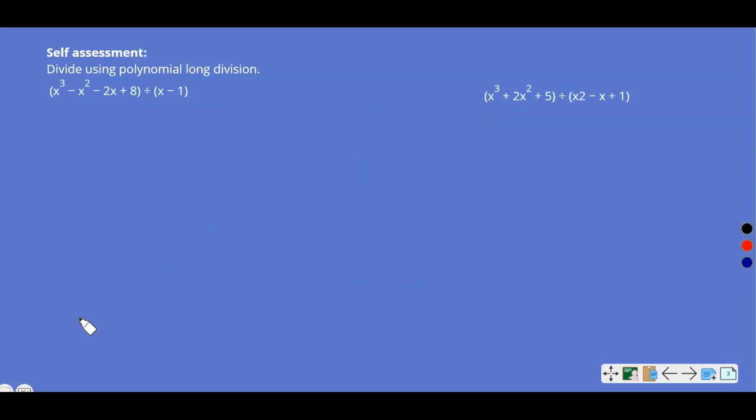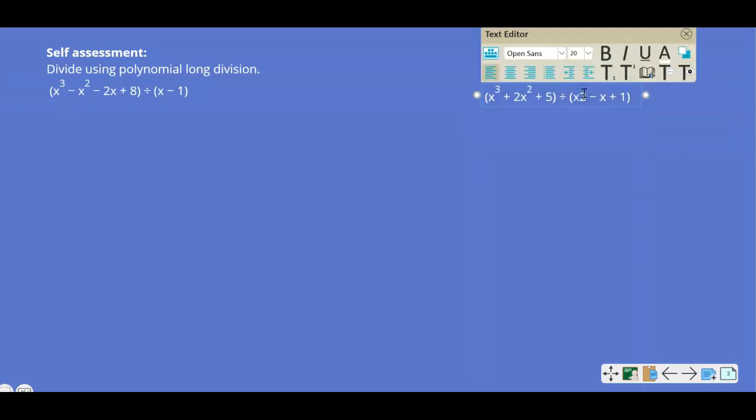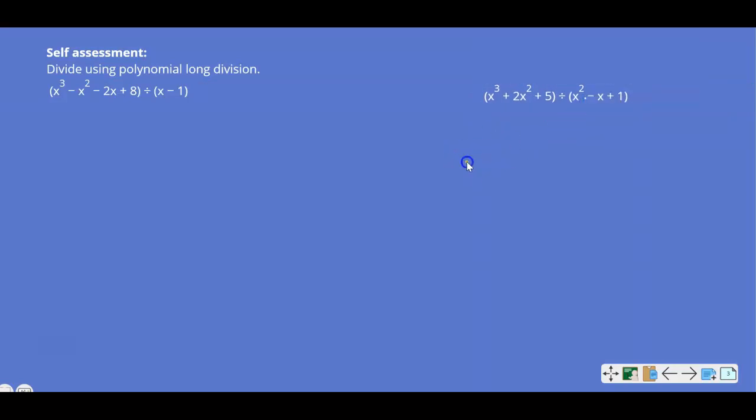This is a topic that sometimes is a little challenging for students, so I want to stop right now while we've just done a couple examples and do a self-assessment. So I want you to practice doing long division on your own. So you're going to divide x cubed minus x squared minus 2x plus 8 by x minus 1. If you do that, then try this one as well. This one should be an x squared term here. Let's see if I can get that fixed. Okay, that's an x squared. All right, go ahead and try those on your own. I'll be back in just a moment to see how you did.